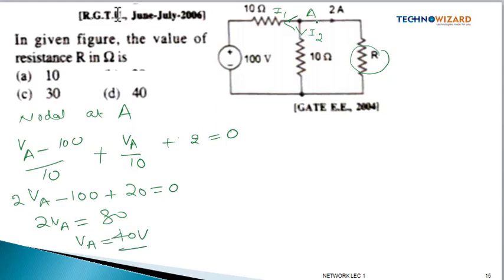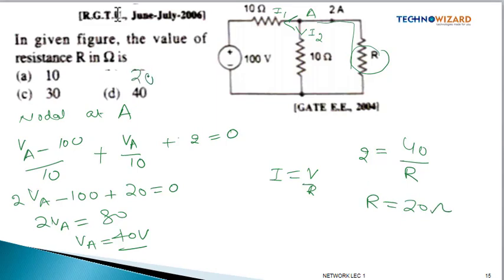Now the current through this will be, current is equal to V by R. So we already know the value of current is 2 ampere and the voltage we have calculated is 40 volt. So what will be the value of R? So R will be simply 20 ohm. I think this was 20 ohm, it got misprinted, so option B is correct. So for this question, the resistance we are getting is 20 ohm.